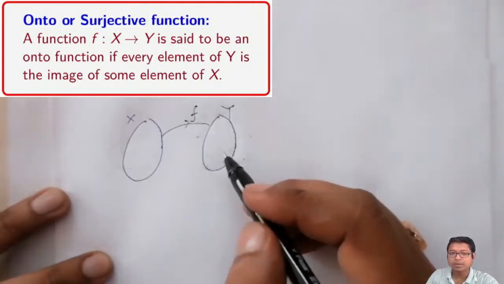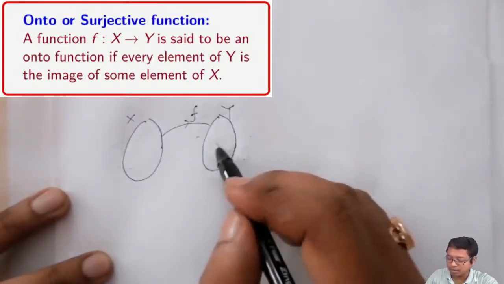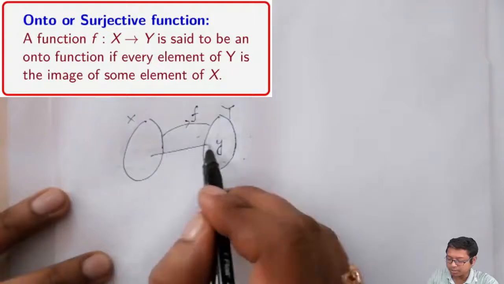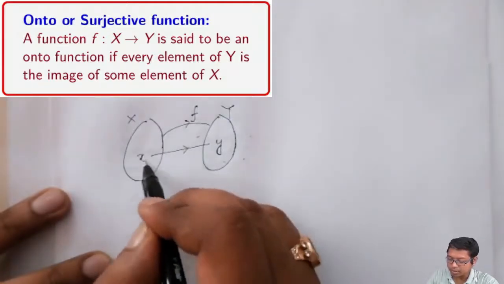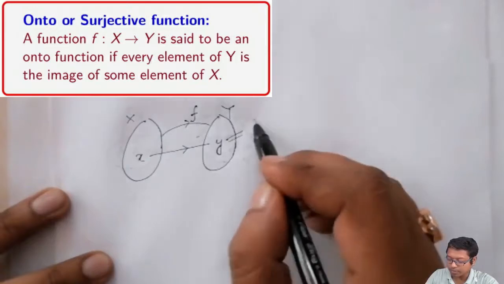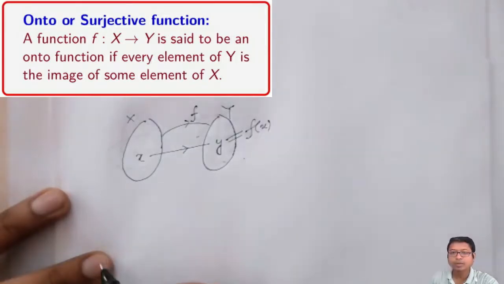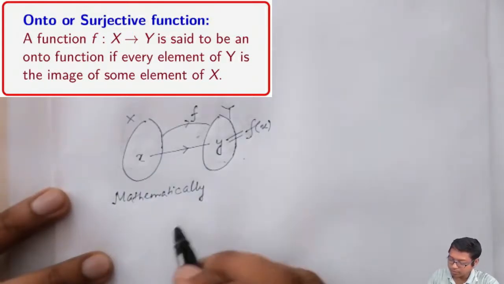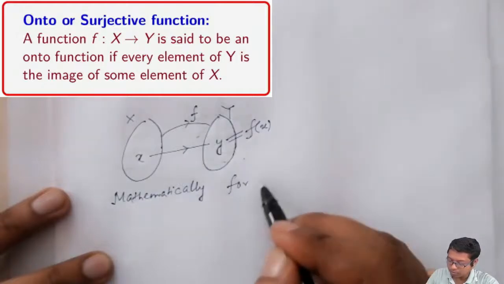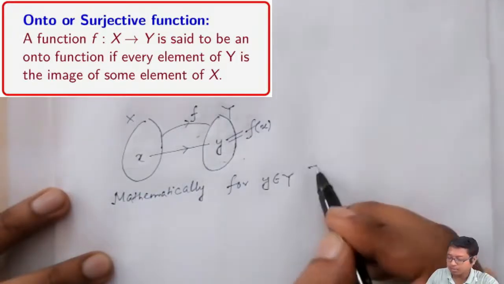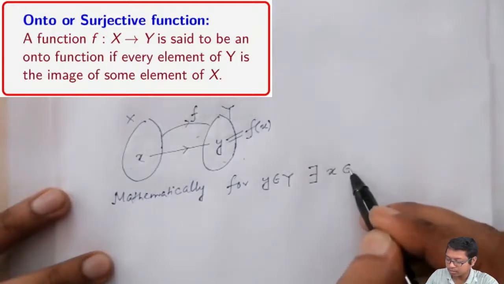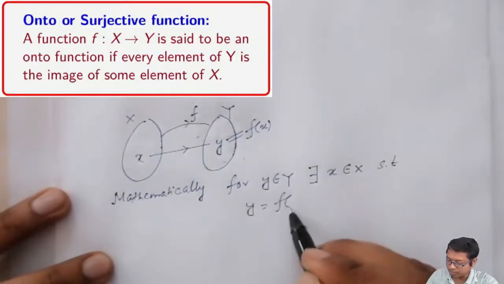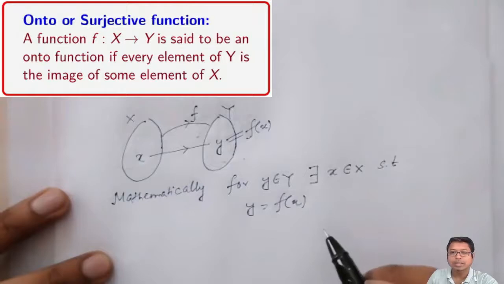It is said that every element of y, let me consider one arbitrary element in y. For this element, there must exist an element in x such that y is equal to f(x). Mathematically, we have: for y belongs to Y, there must exist x belongs to X such that y is equal to f(x). Okay, clear?